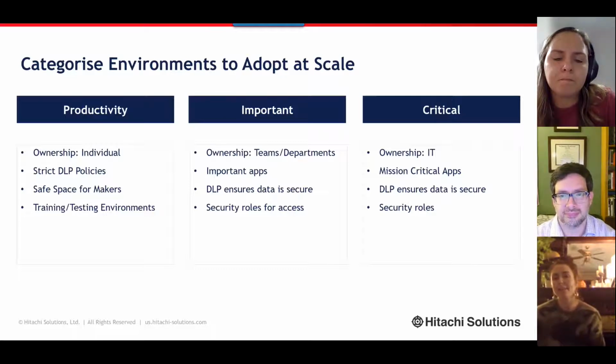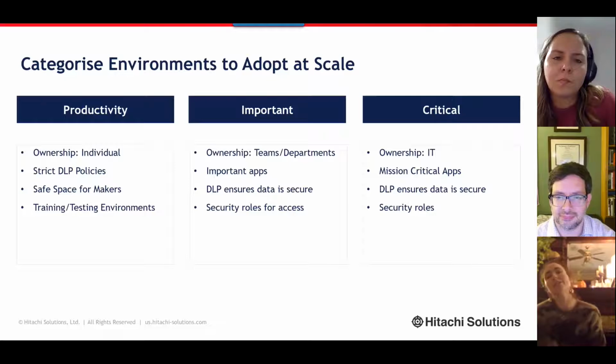And finally, your environments that are critical. Any environments that are designated as critical are where your mission critical apps are going, your CRM system, etc. Some key things to note about your critical environments are that DLP policies will be very strict. You'll have to ensure that production data does not go outside of the realm of that environment if necessary. And also there might be some ALM practices in there too.